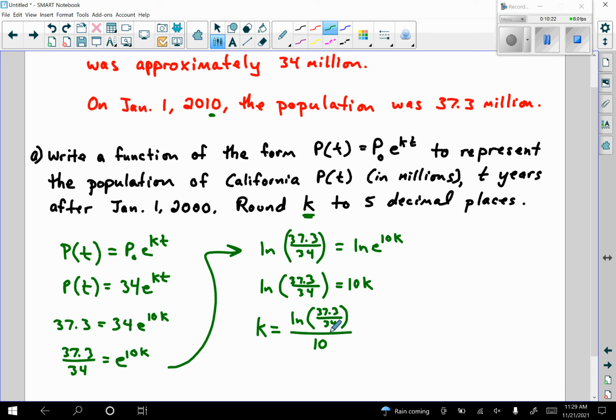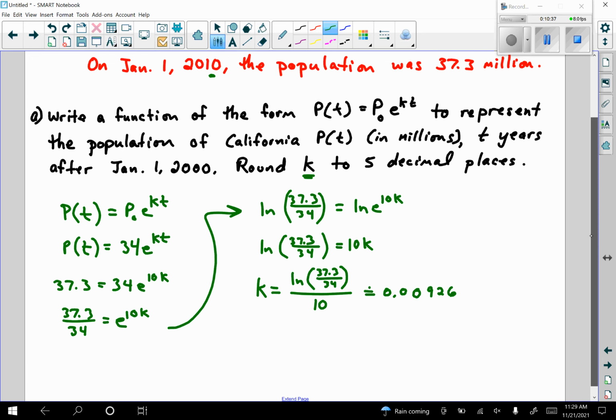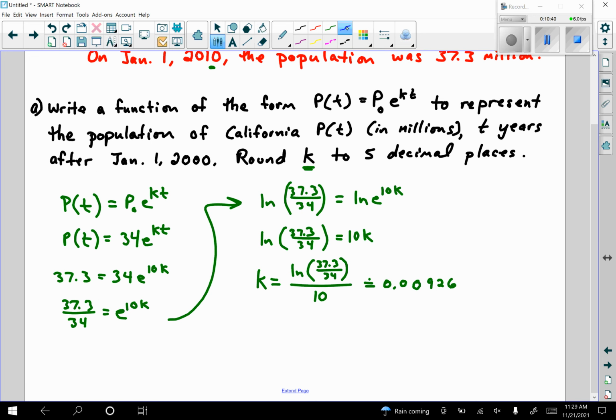And we'll get our calculators here and say that this is approximately 0.00926. So now we could say that P of t is going to equal 34. Now that we have a value for k, that's like finding our average rate of return. So it's e to this 0.00926 t. And now this will allow us to find the population in any year. But that's what we were looking for in part A.